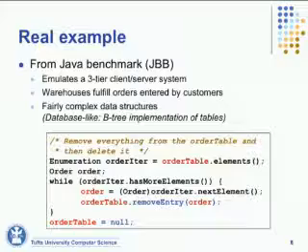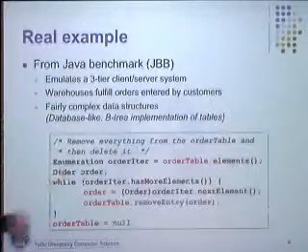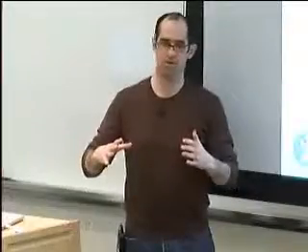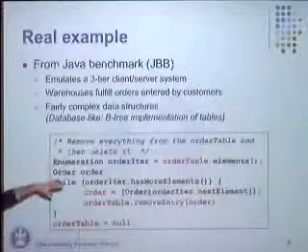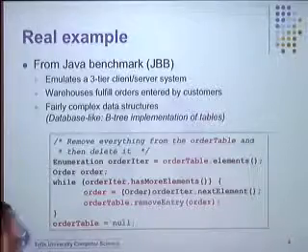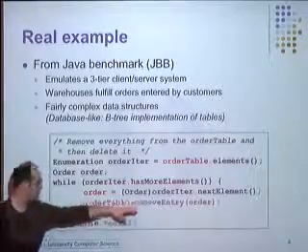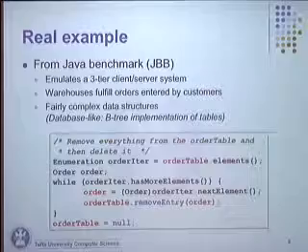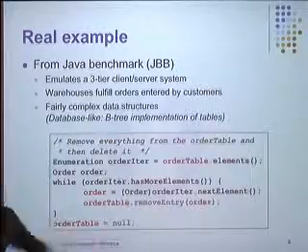And here's a fragment of code, which I've simplified a little bit, but the idea is this fragment of code goes through a table of orders and flushes out all the orders from that table. So you get an iterator, and while we have more elements, remove orders from this order table, and at the end, set the order table to null. Right? So this is Java-ese for blow away the table.